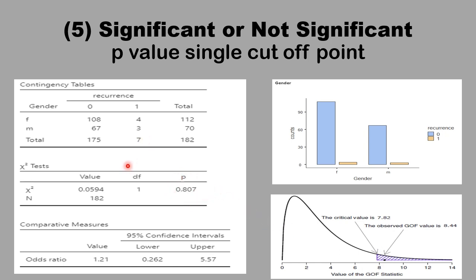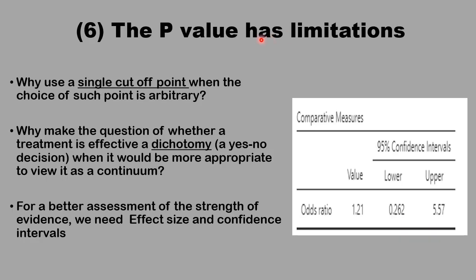We know from the odds ratio that there is a difference between males and females. Males are 1.2 times more prone to have the tumor, but the relationship is not as significant because we had only one cutoff point here, which tells us that this value is not significant. So that is one obvious limitation for using p-values in statistics all the time. It's a single cutoff point.